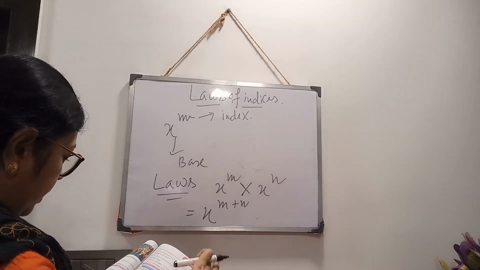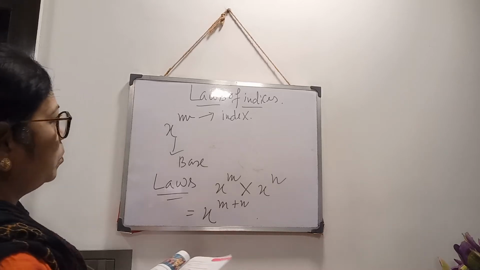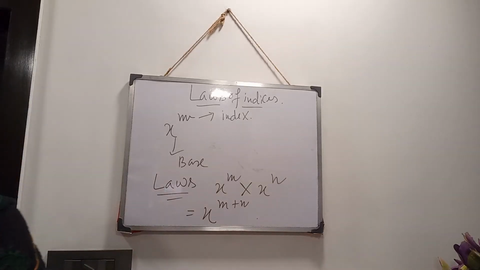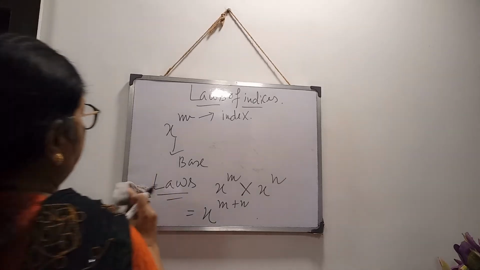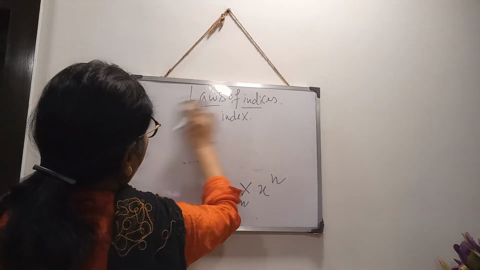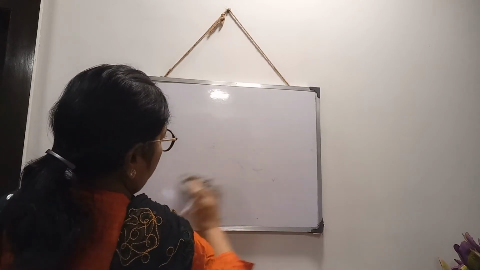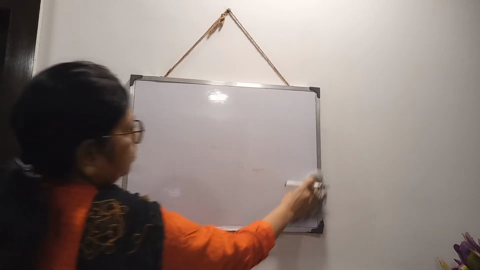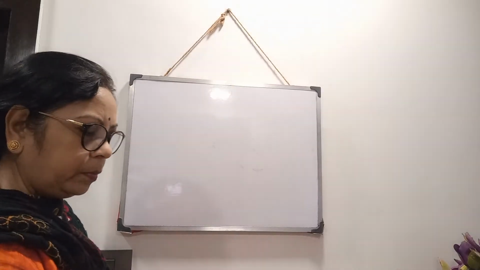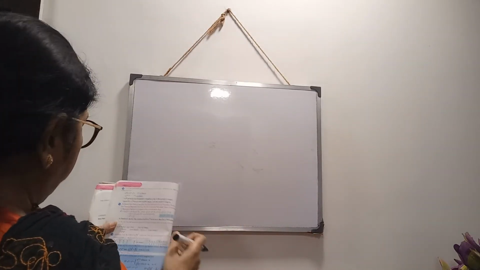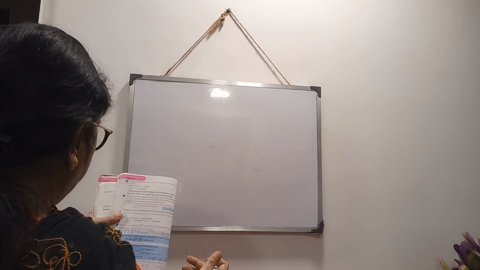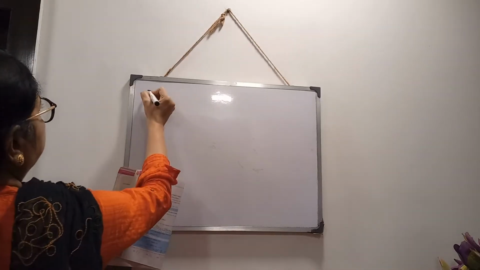Clear? And there are more laws. I am writing one by one. You have to learn this. Number 1 I have written: x to the power m into x to the power n is x to the power m plus n. Now it is number 2.